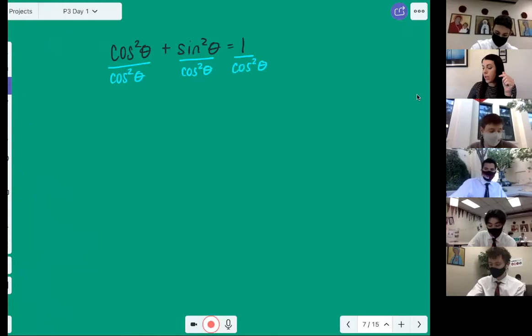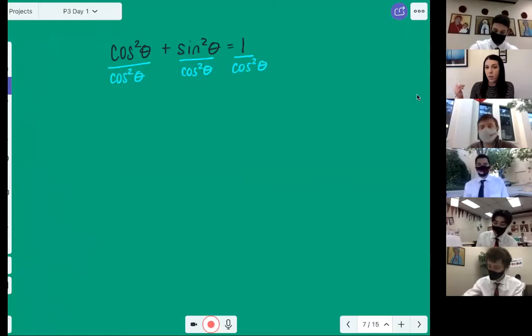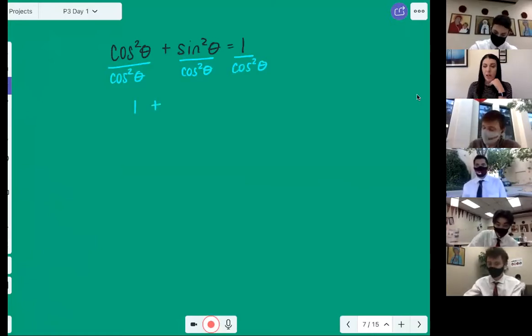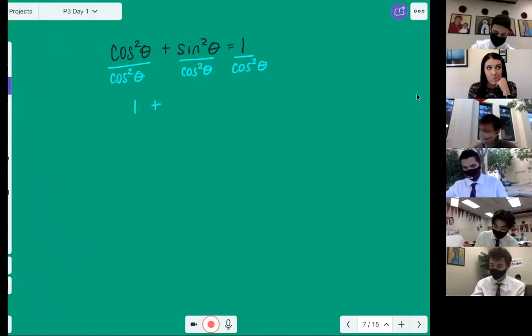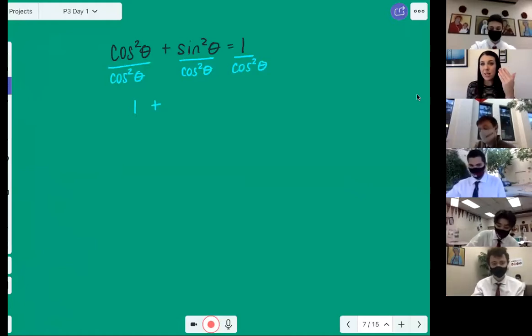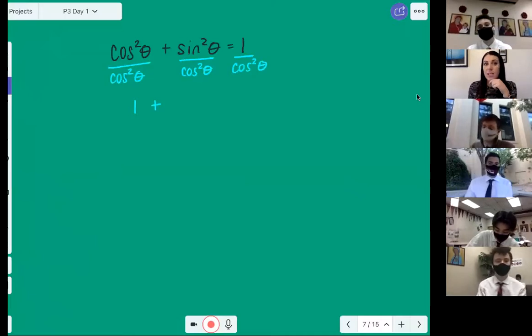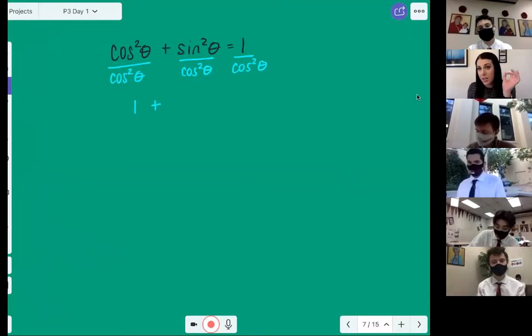Okay, so cosine squared divided by cosine squared, Elijah, what would that be equal to? Cosine squared divided by cosine squared. 1. Perfect. Harder question, Elijah. What would sine squared divided by cosine squared be equal to? Let me ask it differently first. What's sine divided by cosine, Elijah? What's sine divided by cosine? Tangent. Good. Tangent. So what would you get for sine squared divided by cosine squared?